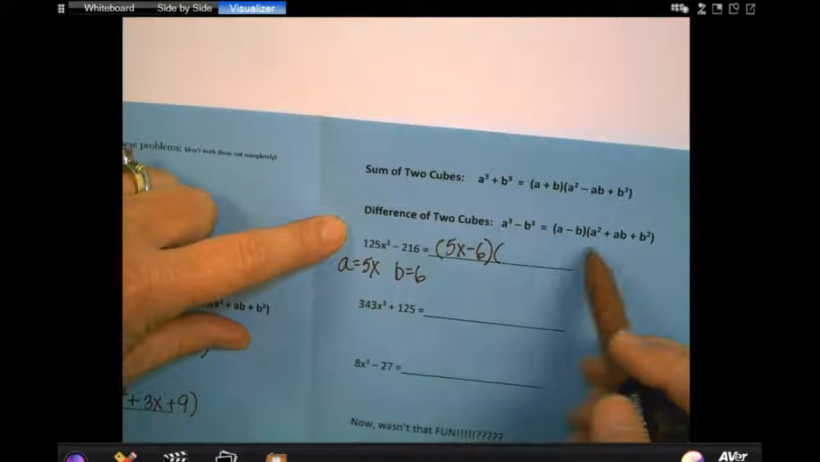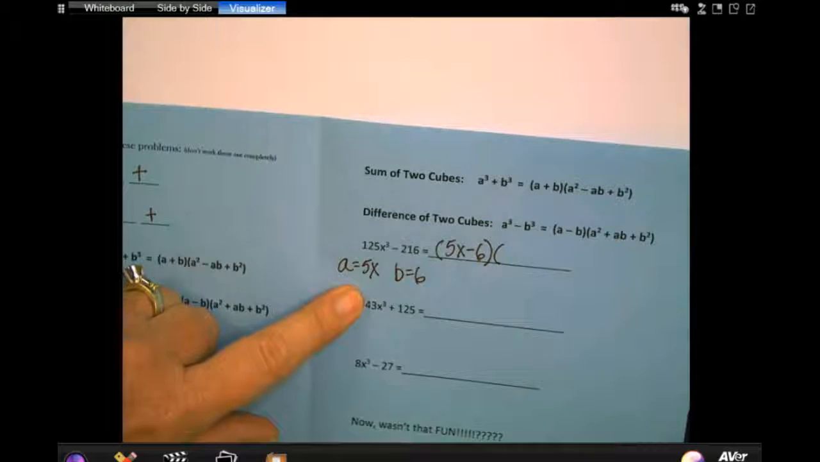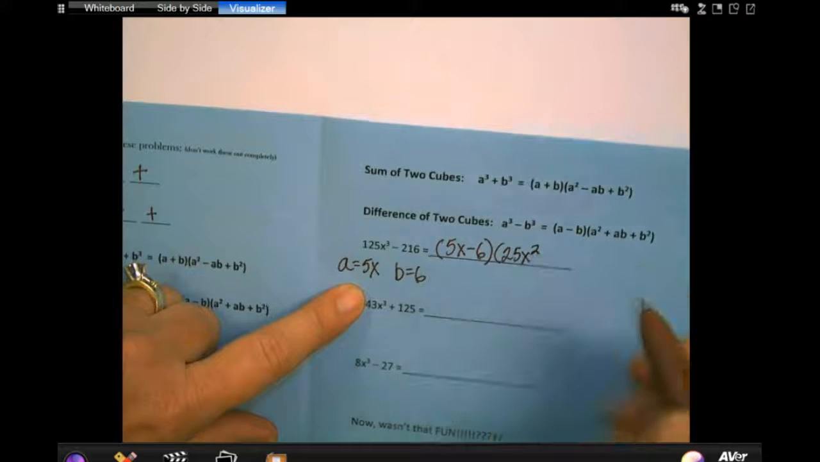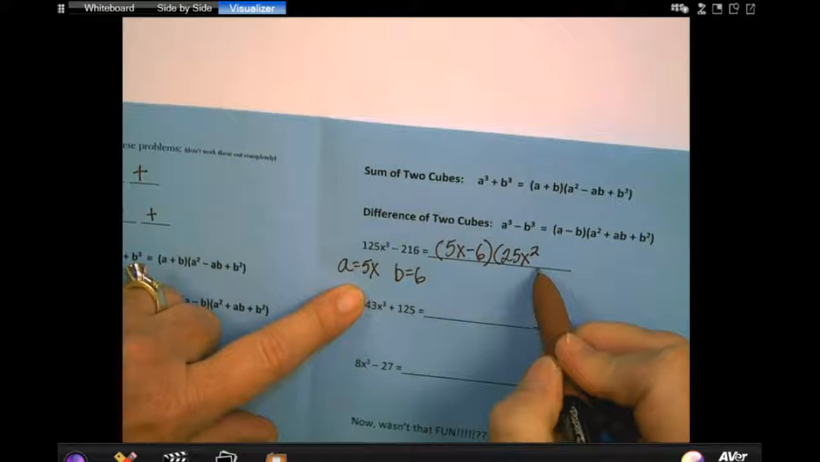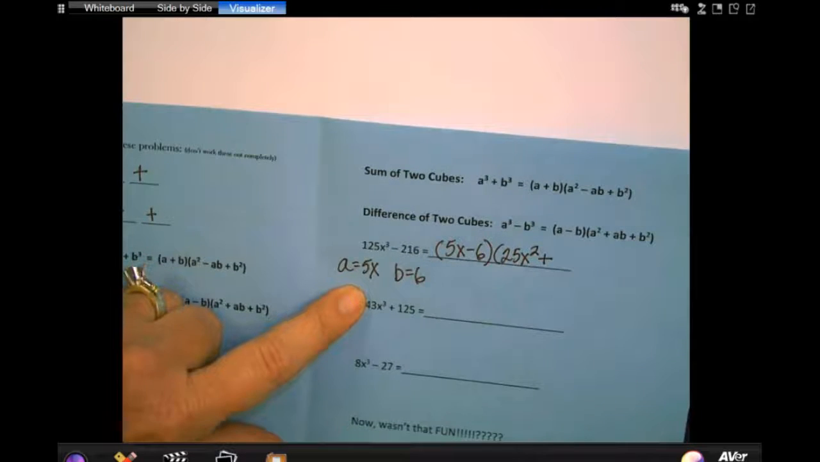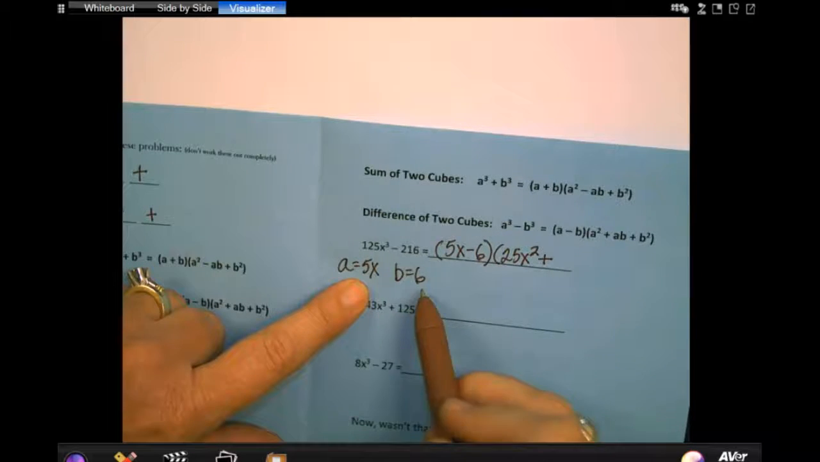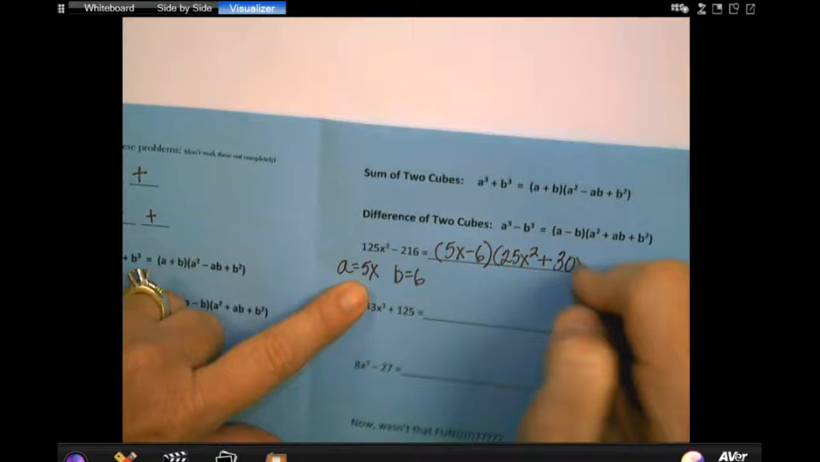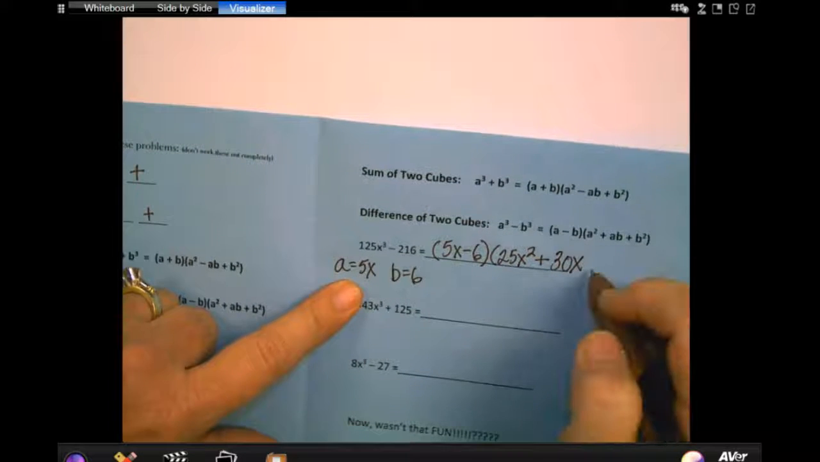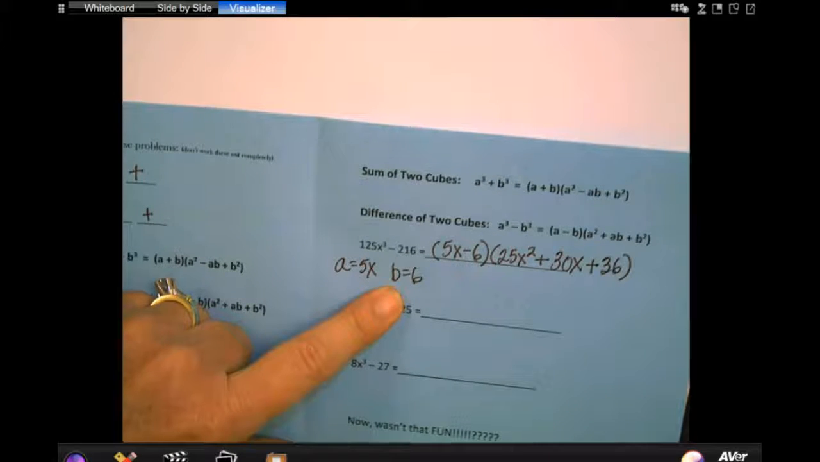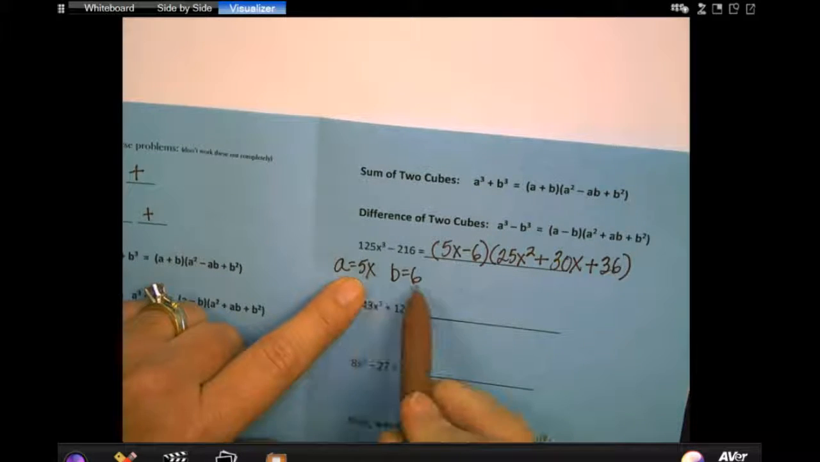And then I take A squared. Well, what's my A? So what's that squared? 25x squared. And what sign? Minus, opposite. So then take A times B, which is 5x times 6, and that gives me 30x. And the last one's always positive, so it's 36. Because what's 5x times 6?